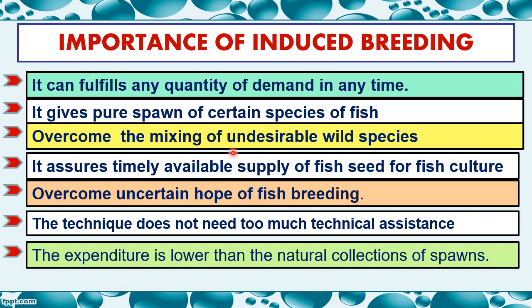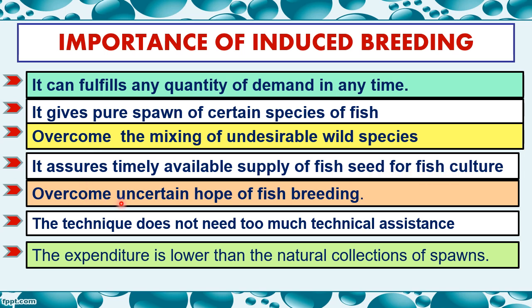Let us come to the importance of induced breeding. The induced breeding technique is one of the essential techniques for the blue revolution, that means the revolution of aquaculture. It can fulfill any quantity of demand at any time for the requirement of fish seed for the farmers. It gives pure spawn of certain species of fish. To overcome the mixing of undesirable wild species, it is an essential technique. It assures timely supply of fish seed for the fish culture system.